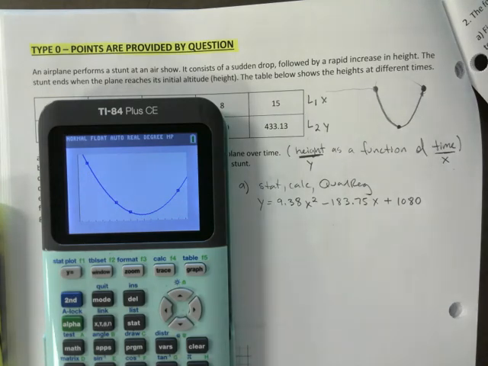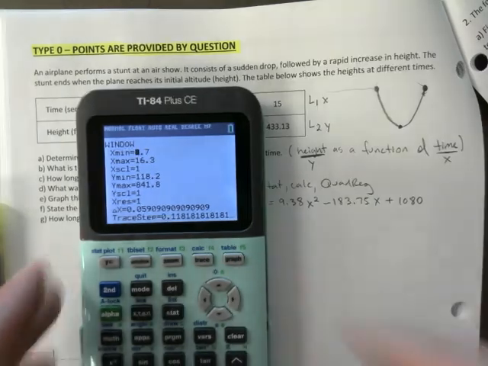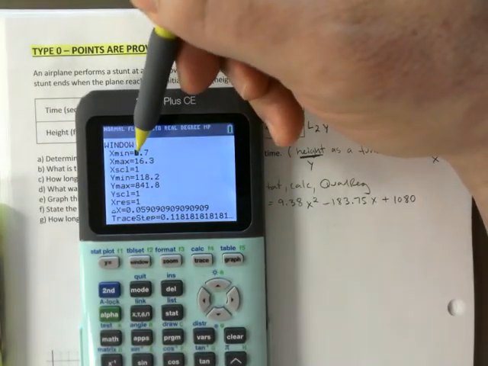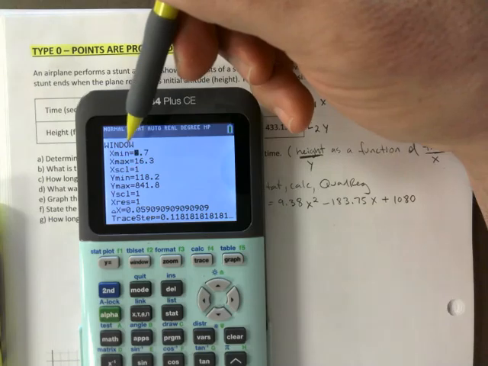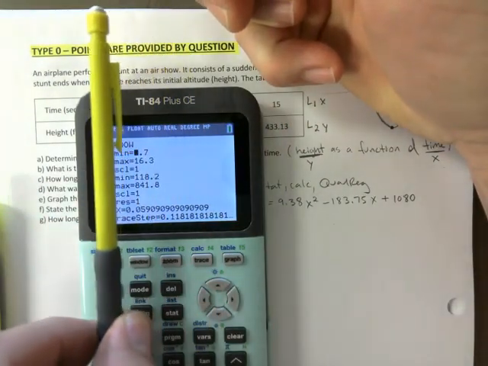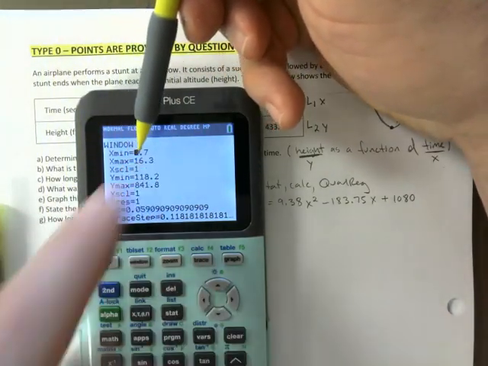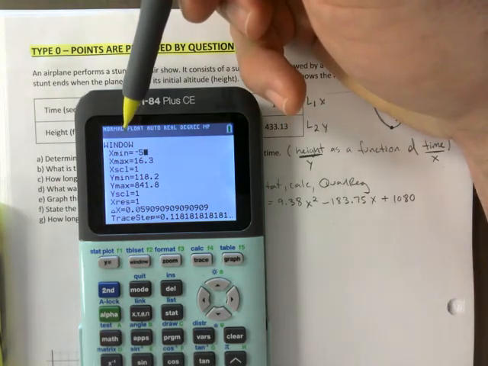Okay, I see my points. It's not a good window. Listen carefully, please. This is going to solve most of your issues. X min, go to negatives. Always make that a little bit into the negative, because you're going to make sure you see your y-axis if you make that negative. So go to X min, and let's change that to -5.